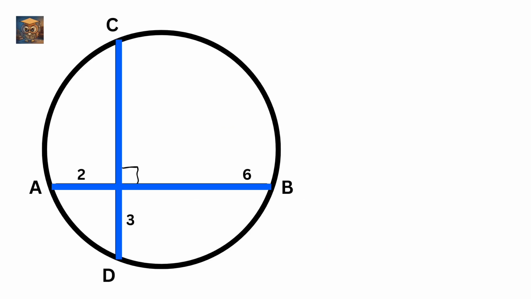First, we place a circle on the coordinate graph where the two chords meet at the origin, the point 0, 0. We do not know where the center of the circle is yet, so we call its coordinates P, Q.